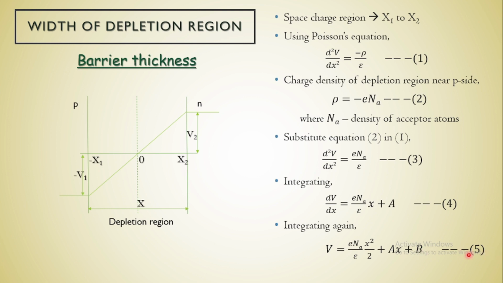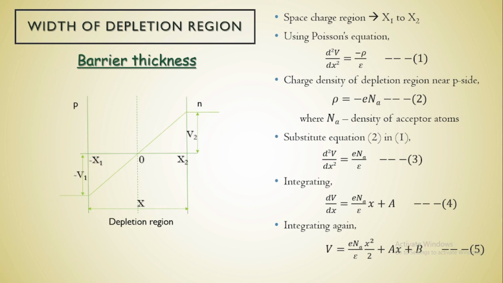Remember that a and b are arbitrary constants, and if we find out the values of a and b, we can tell the value of v. So here first we have considered the region extending from 0 to minus x1. Here the boundaries are 0 and x1. So what happens at 0? When x is equal to 0, we observe that v is also equal to 0, and when x is equal to x1, we observe that v is a constant.